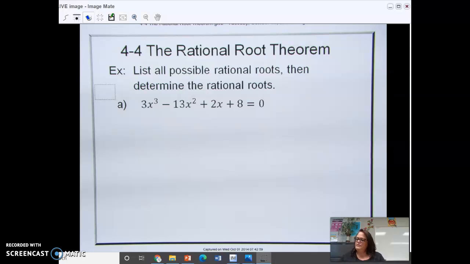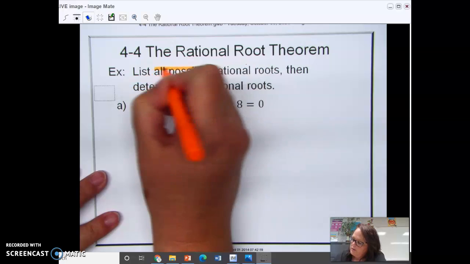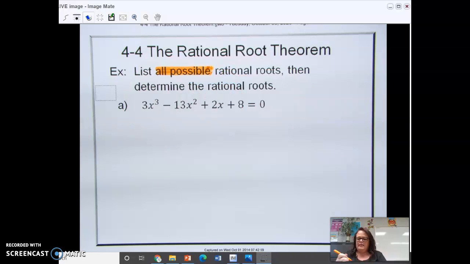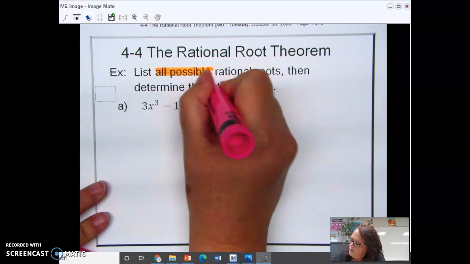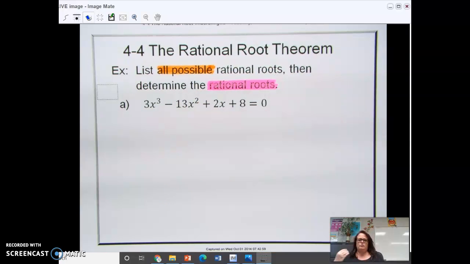So if we take a look at this first example, it says list all possible rational roots and then determine the rational roots. So the first thing it says, all possible rational roots. Okay, and then the last thing it says is determine just the rational roots. It doesn't say every single root possible, just the roots that are rational. So those are the things that I want you to focus on.